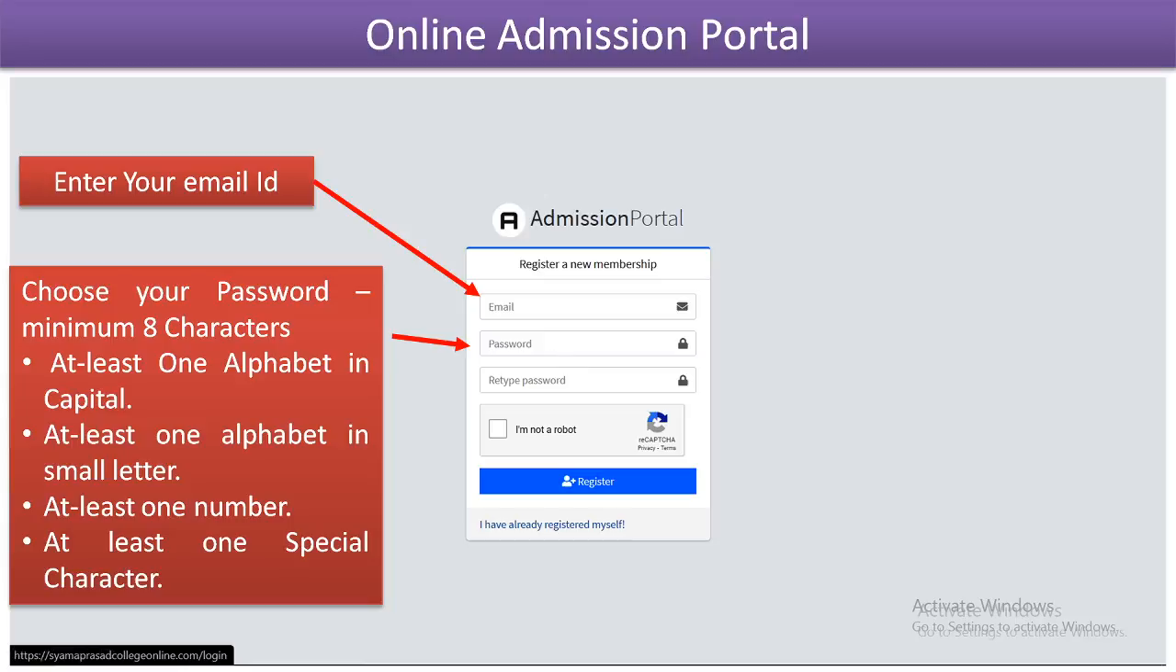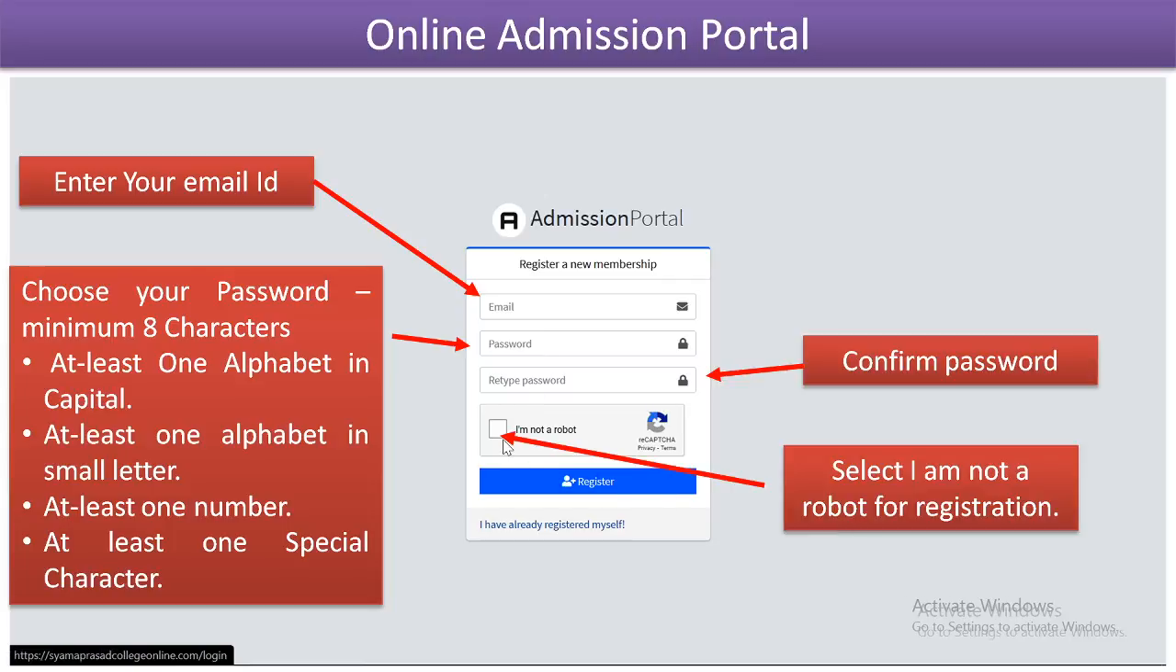In order to choose the password, there are certain rules that you have to follow. The password should be at least 8 characters and there should be at least one alphabet in capital, at least one alphabet in lowercase, at least one digit, one number, and at least one special character. Using a combination of these, a minimum of 8 character password, you have to choose it and put it here. Confirm the same thing here. Choose I am not a robot and then click on register.